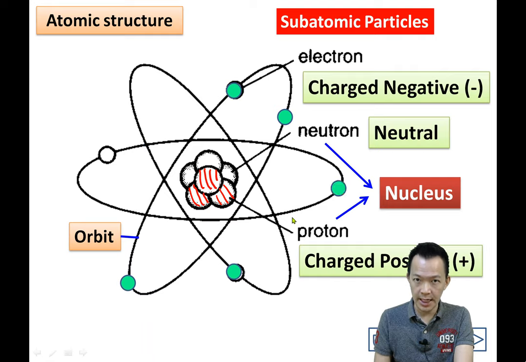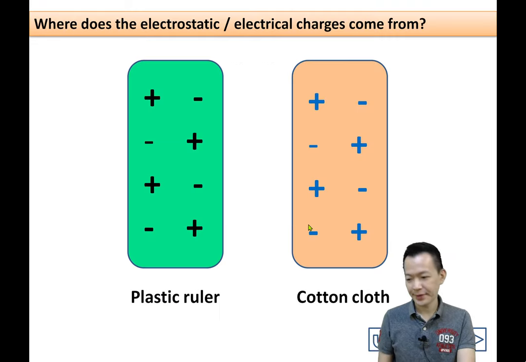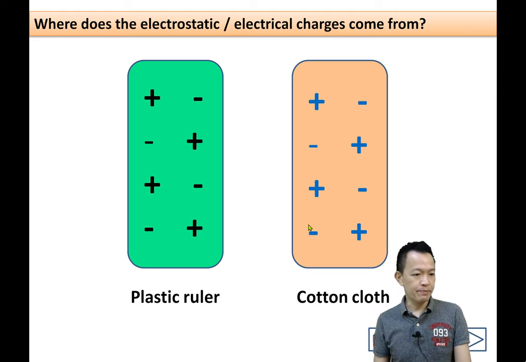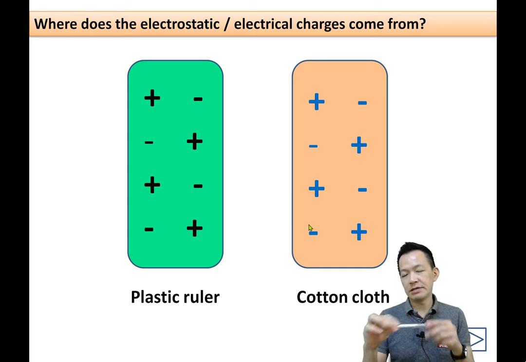Okay, so this is where the positive and negative come from. 加和减从哪里来? Okay, next. But how to make it? 怎样做呢? How to produce a charge? 怎样做那个 charge 呢? Okay, 来.